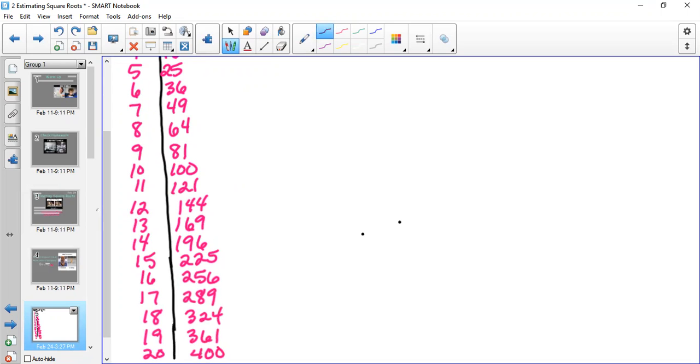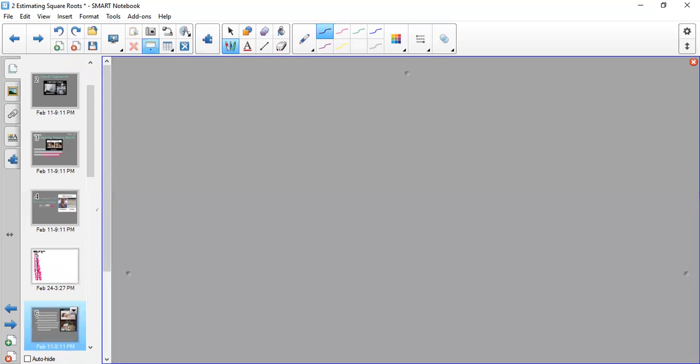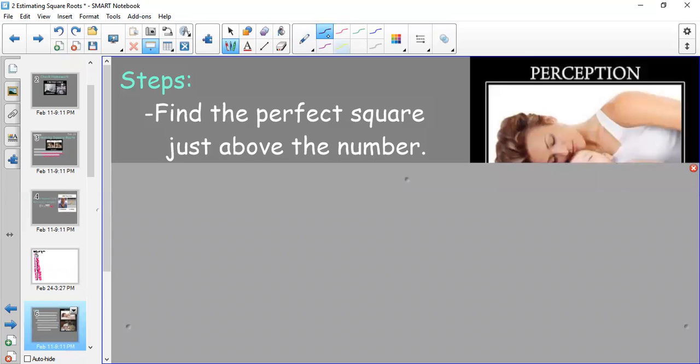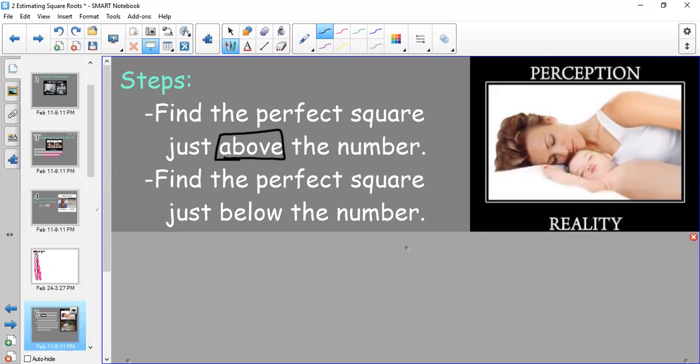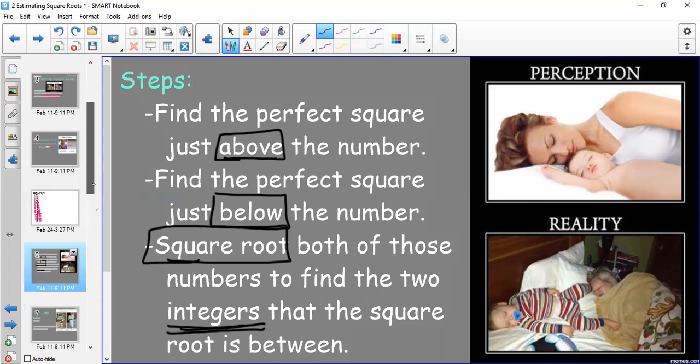All right, as we go through the lesson today, I am going to be constantly going back to this list to help us estimate. Okay, so let's first write down our steps. Step 1, we are going to find the perfect square that is just above that number. And then we're going to find the perfect square that is just below that number. And then last, we are going to take the square root of both of those numbers to find the two integers that the square root is between.